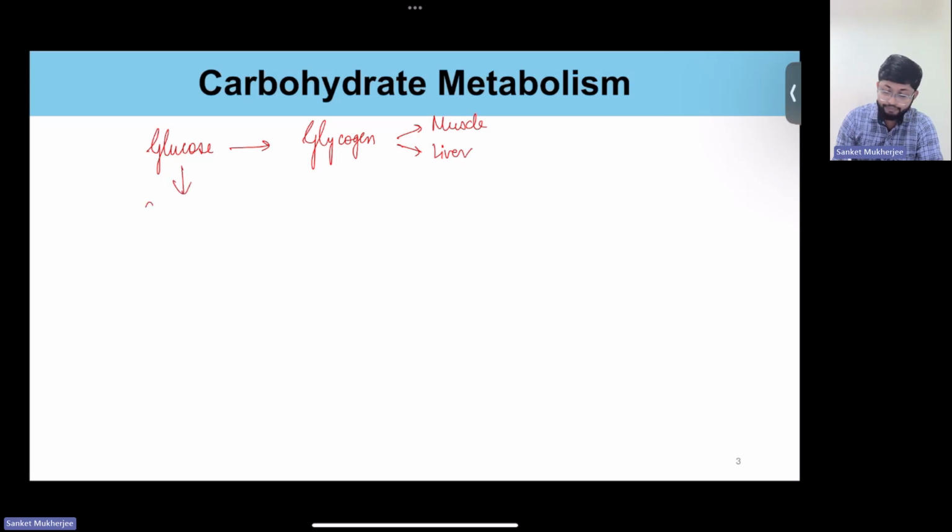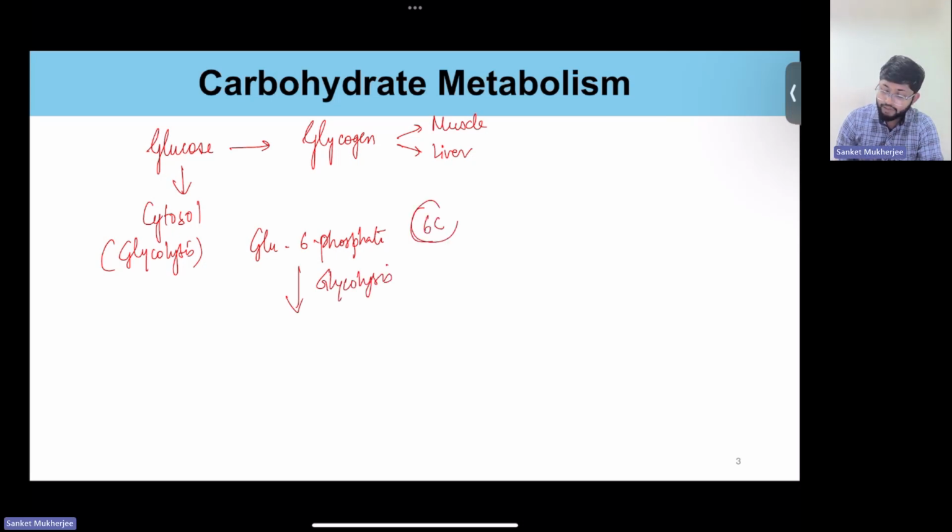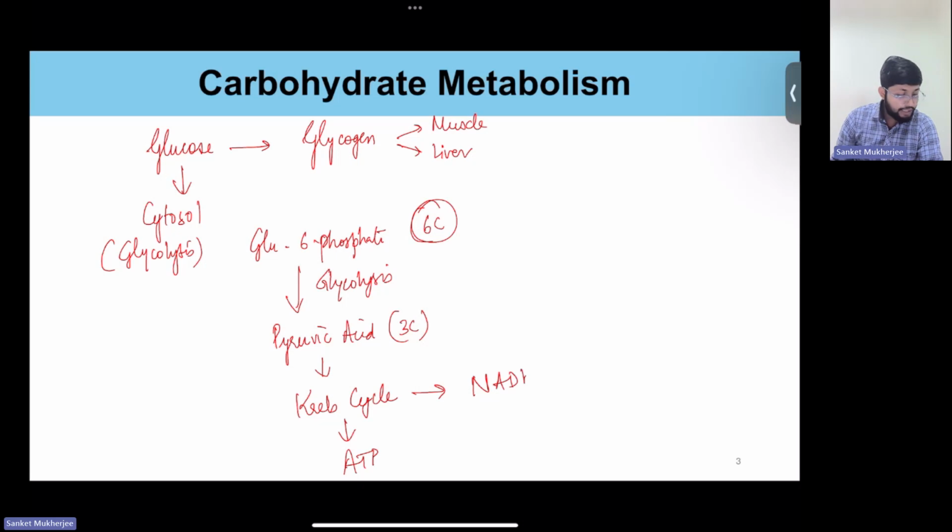Glucose can go to the cytosol and undergo glycolysis, where it is converted to glucose 6-phosphate. Then through glycolysis, from 6 carbon, it is converted to pyruvic acid, which is 3 carbon, right? Then it enters the Krebs cycle, where it can produce ATP or NADH. NADH enters the electron transfer chain, and there it converts ADP to ATP. So these are all reactions which actually produce energy.